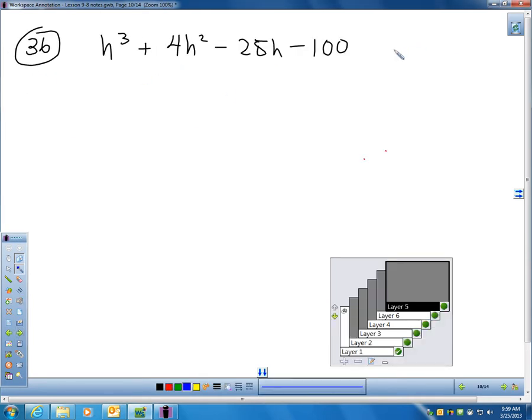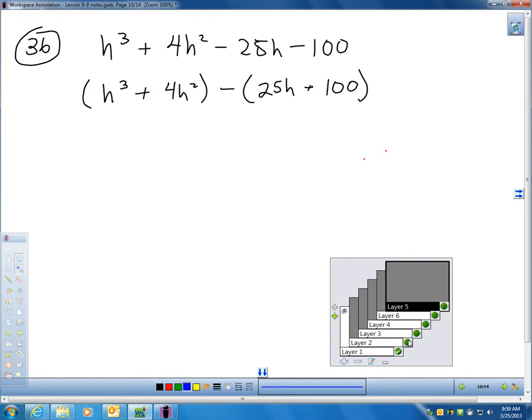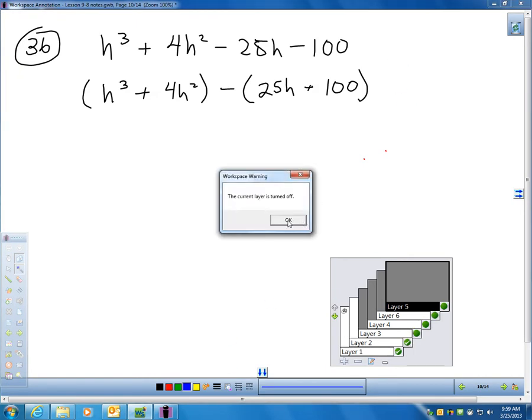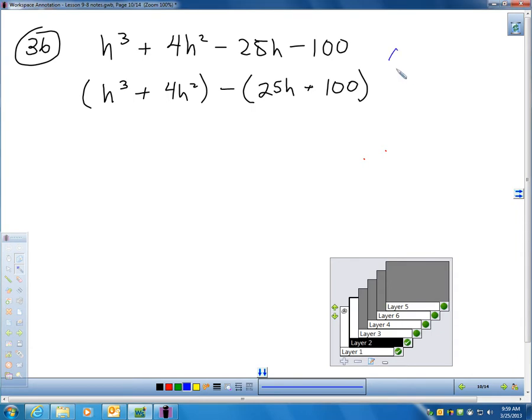I'm looking at number 36. I want to factor this completely, so I'm looking, do I have a common factor? Well, not every monomial has an h in it, and not every monomial has a numerical amount that I can factor out. So I've got a 4-term polynomial. Right away, if it's 4-term, I know I've got to group it. So let's group it. Now you've got to be very careful. I'm going to put a big blue star here. Very careful with this.